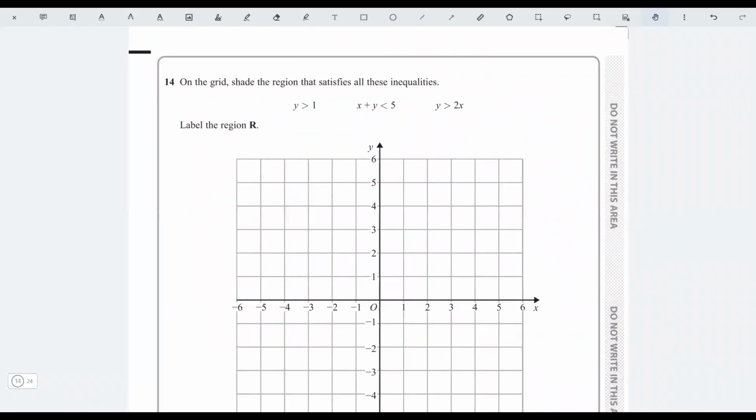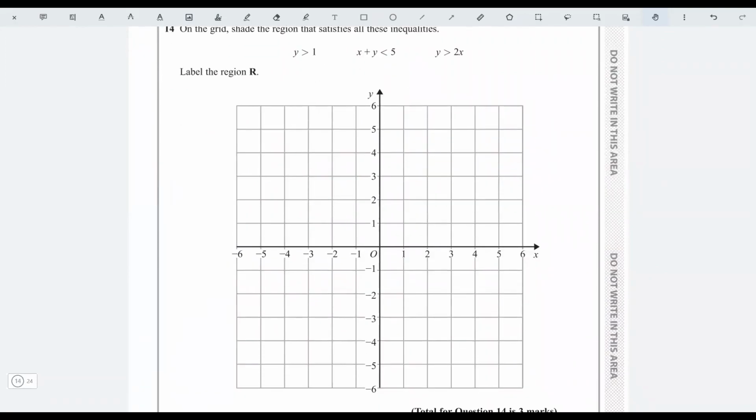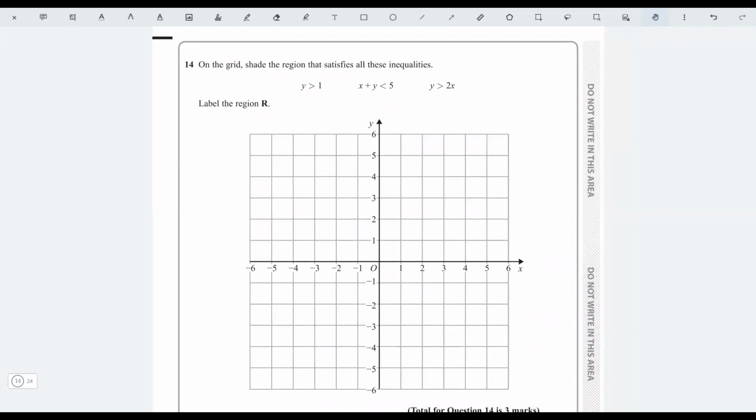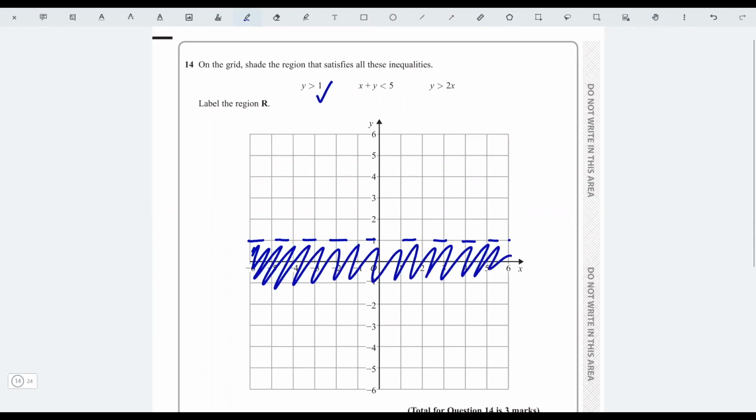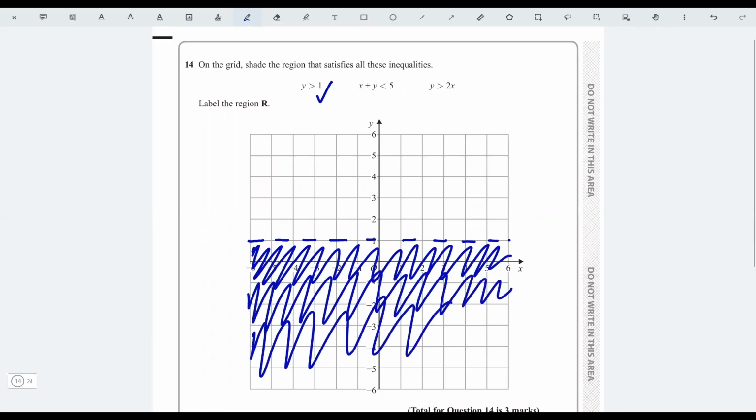Okay, so let's have a look at the next question. So we've now got to shade the region. Let's do this one first. Y is greater than 1. It's not Y is greater or equal to 1. So I'm just going to do a dashed line, the line Y equals 1, because it's not equal to. If it was equal to, I would draw a solid line. All the numbers that are greater than 1 are above. So the numbers that are not greater than 1, I'm going to have to get rid of, and I'm going to have to shade in, because I don't want that.